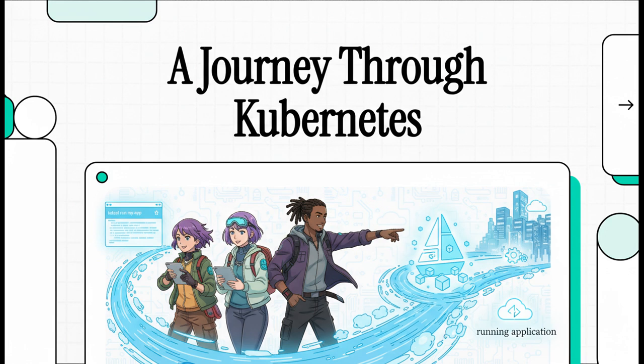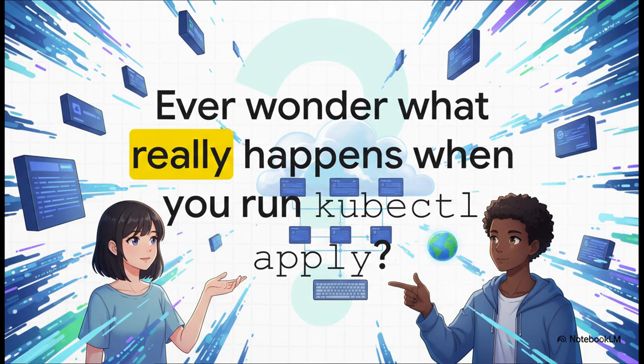So we're going to go on a little journey together, starting with a single command that I bet you've typed 1,000 times. You've been there, right? You type kubectl apply -f, you hit enter, and a few moments later, poof, your application is running. It feels like magic. But what is that magic really? What's actually happening under the hood to take that YAML file and turn it into a living, breathing application? That's exactly the mystery we're going to solve today.